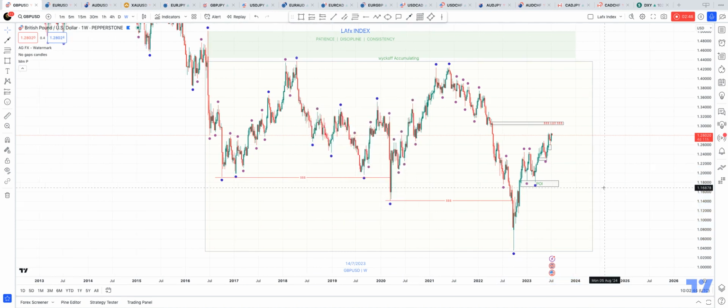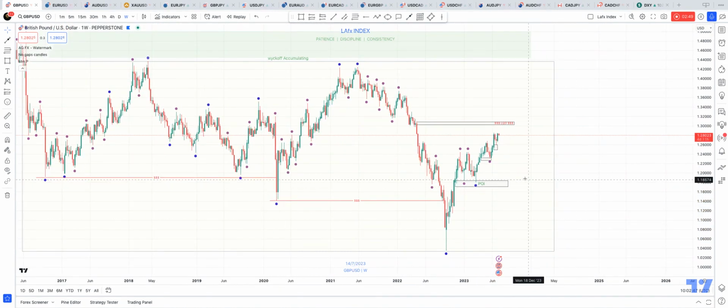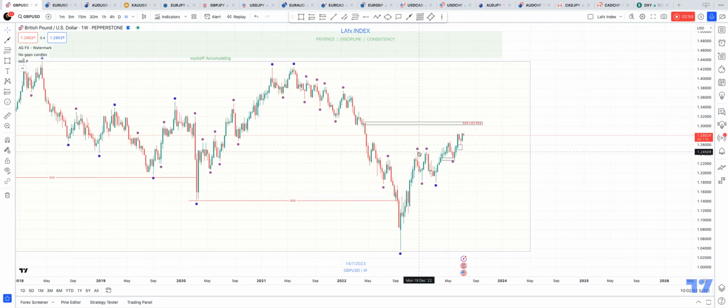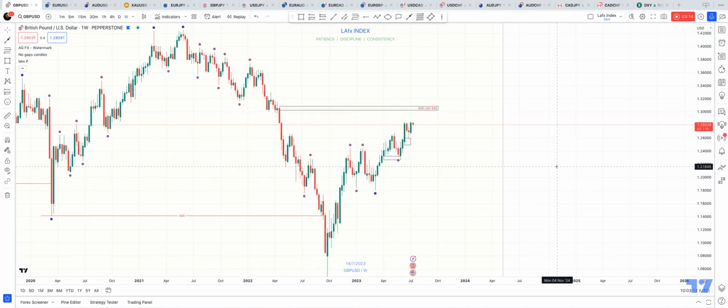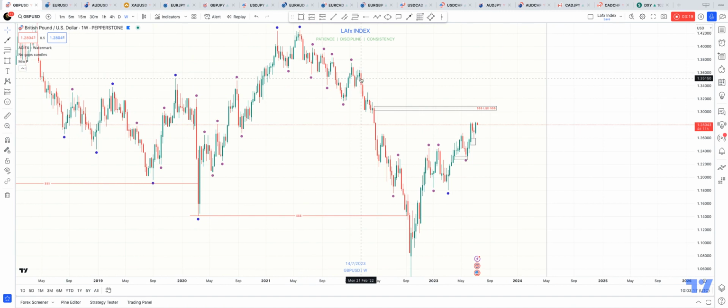So on the weekly, I would say that we have a manipulation here, break to the upside. So we are bullish regardless until we get to somewhere here or there, right? Somewhere here or there for a reaction to the downside, right?